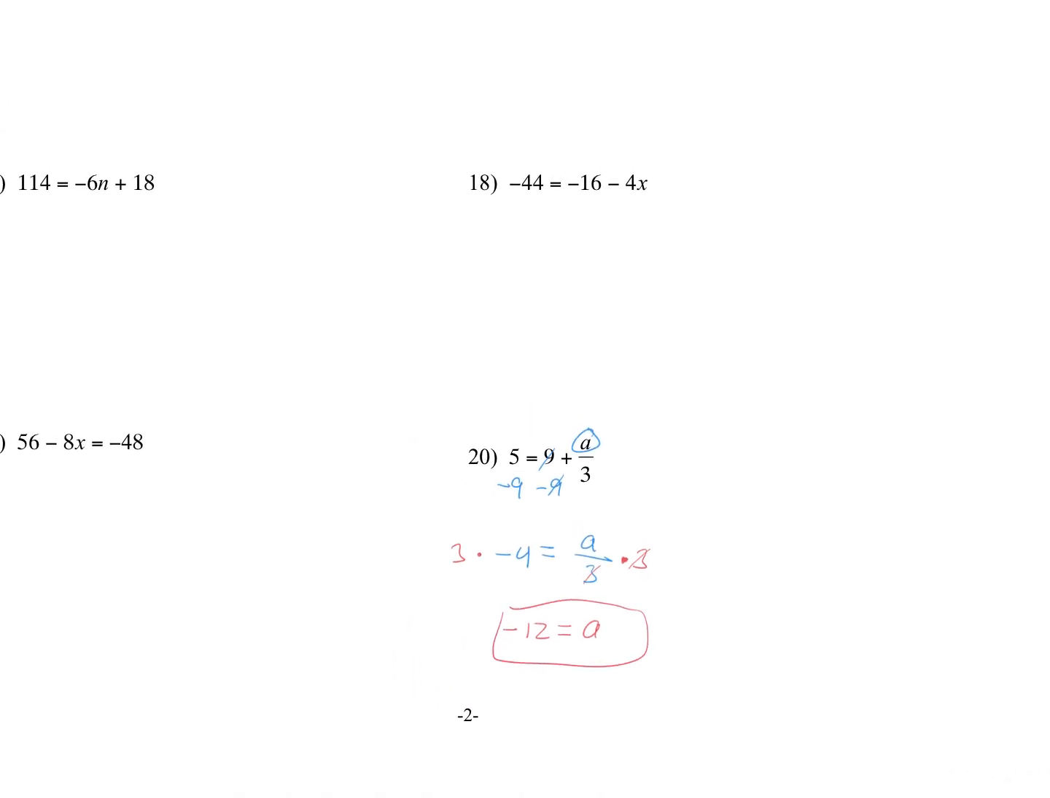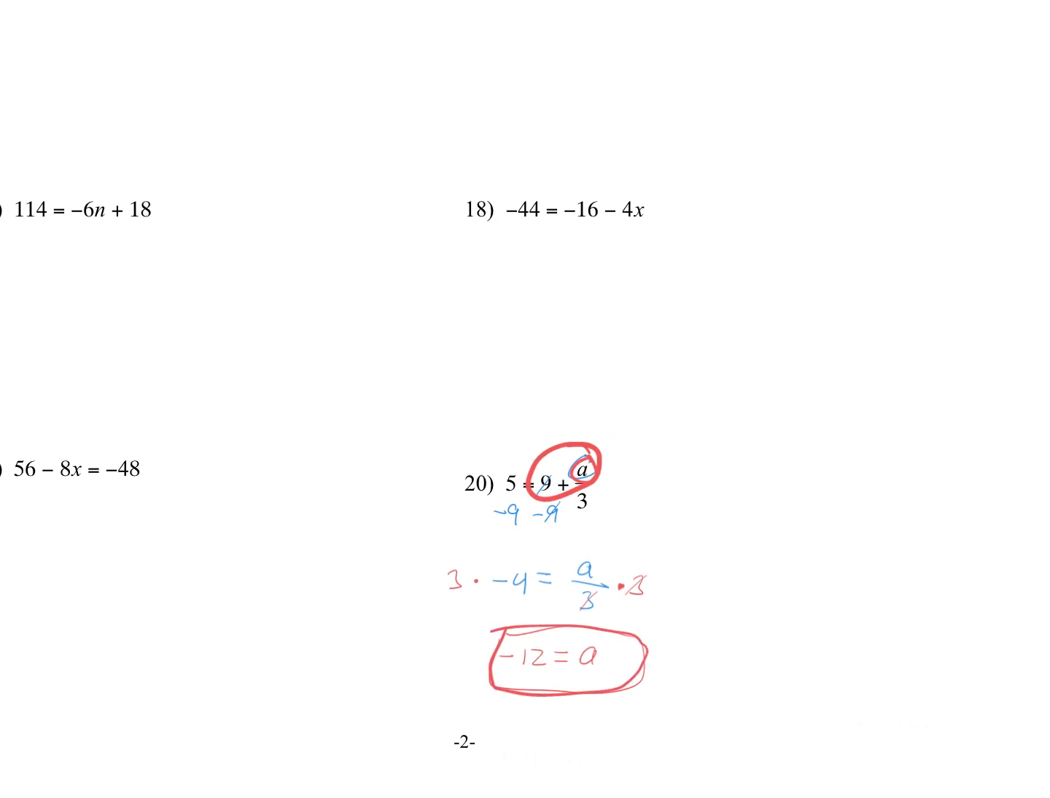Alright, so notice the difference between this problem and the one that we just did. We can't multiply the 3 on this equation first because it is not dividing the entire expression. It is just dividing the a. So that's why we subtract the 9 first to get negative 12 equals a.